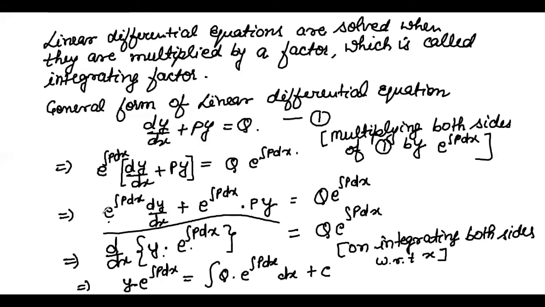So after this we can write this value like that, and the right hand side the same, q into e to the power integration of p dx. Now after that we'll integrate both sides. When we are integrating both sides, the integration will reduce it. So we are getting y into e to the power integration of p dx equals integration of q into e to the power integration of p dx plus c. So this is the value we are getting.